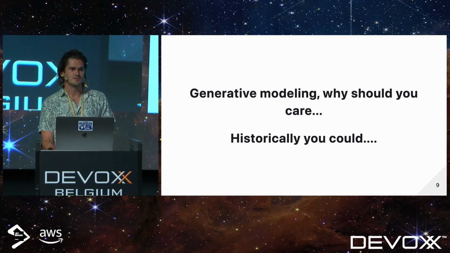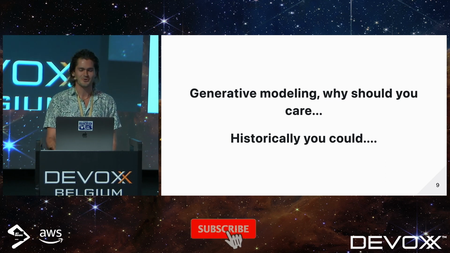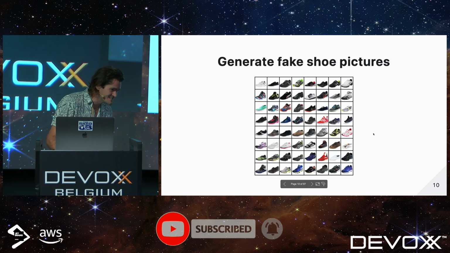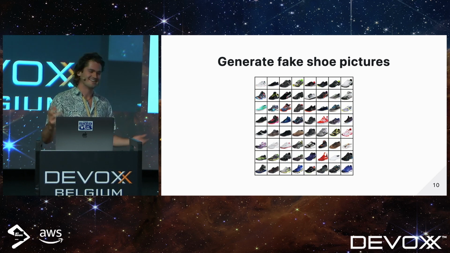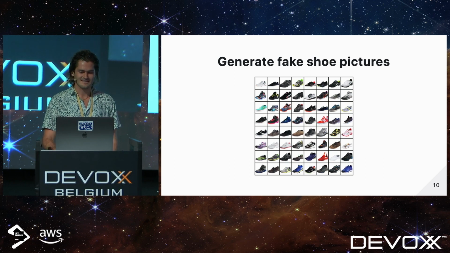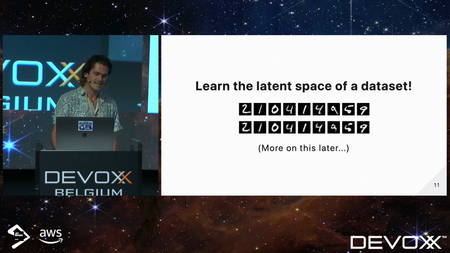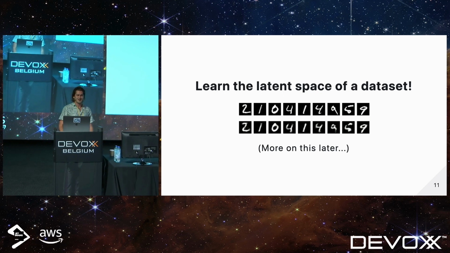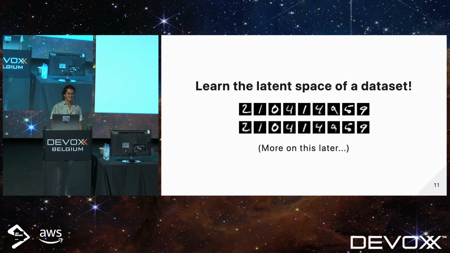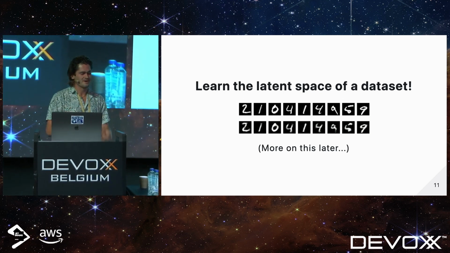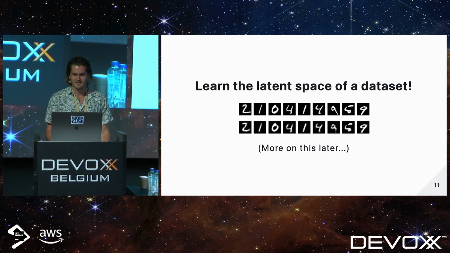Historically, the real answer was probably that unless you found it really interesting and cool, you probably shouldn't have cared that much. It wasn't very useful. You could generate fake shoes. These aren't really real shoe pictures, but what are you going to do with that? It's not particularly interesting. You could learn the latent space of a data set, which we'll talk a little more on later. The top row are real handwritten digits. The bottom row are not real handwritten digits. They're generated based on the latent representations of the above one, which is basically a very compressed format. We will discuss this quite a bit in a bit.